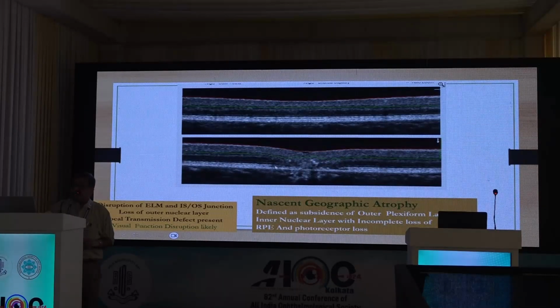But see here what has happened. This layer has fallen down. So you have a subsidence of the outer plexiform layer and the outer nuclear layer. It comes down. There is a loss of the external limiting membrane. The ISOS junction is broken over here, and the outer nuclear layer is broken. This is nascent geographic atrophy. This is dry degeneration, doesn't need treatment.